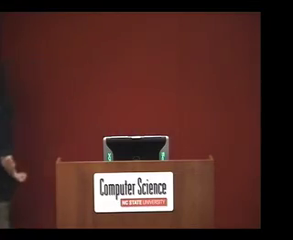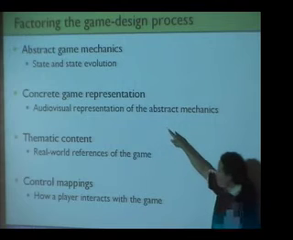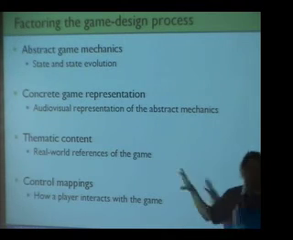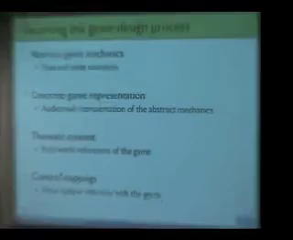Third, you have thematic content, which are real-world references in games, given the abstract game mechanics and visual representations of the state. What visual representations do you use for the objects in the game, right? Is this a game set in a bar? Is it a game set in a dungeon? Is it a game set in a castle? What are the objects in bars, dungeons, and castles? How do those impinge on or constrain or afford game mechanics? That's a thematic mapping problem. And finally, control mappings: how the player interacts with a game.